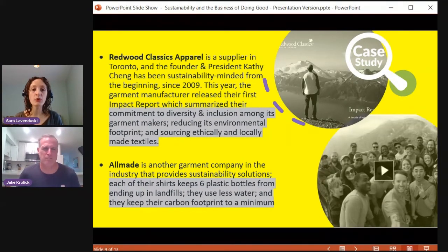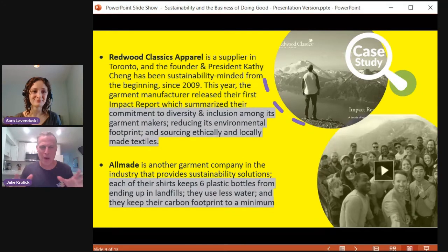So both Redwood and All Made are at the front lines of really looking at that fast fashion trend and how it's impacting sustainability in the long term. Speaking of fashion and trends, I was reading yesterday, Vogue was talking about Stella McCartney, and Stella McCartney's been growing leather out of mycelium, mushrooms.